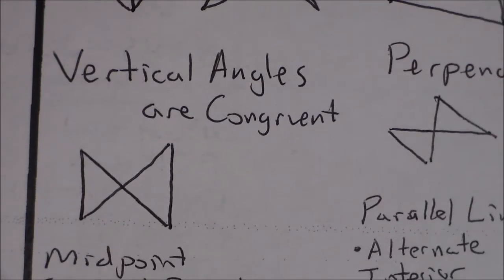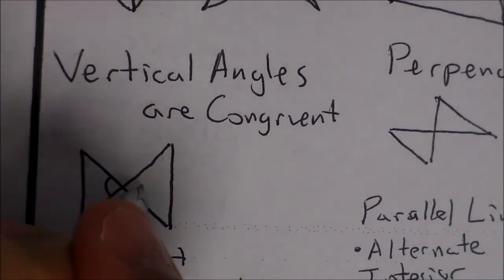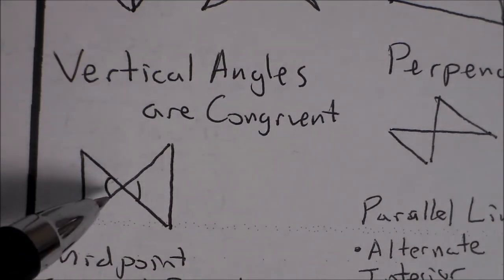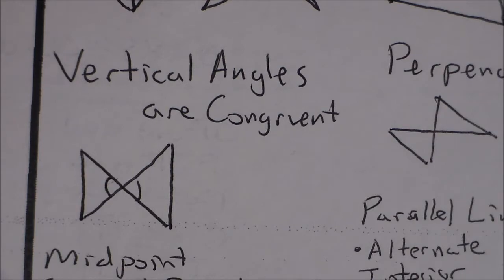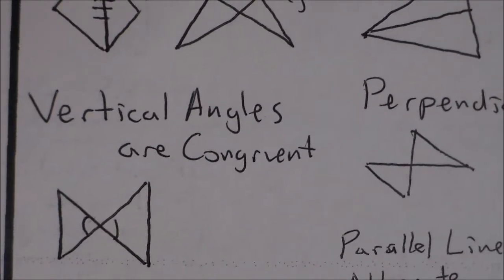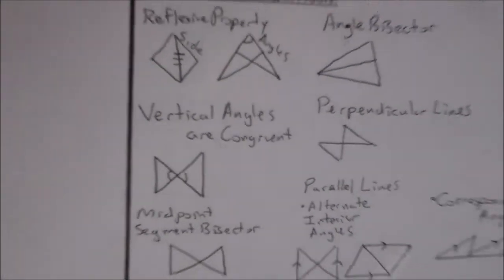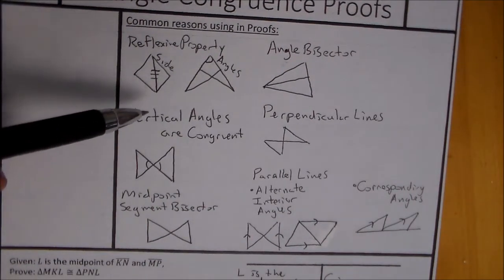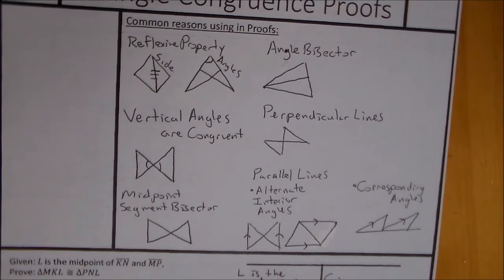For vertical angles, we get that the vertical angles, like it says, are congruent. If two lines are intersecting and you have the angles opposite to each other, you say they're congruent. These are just like the reflexive property in that we automatically get them. If we look at a proof, we know they're automatically congruent and we're going to be able to use them.